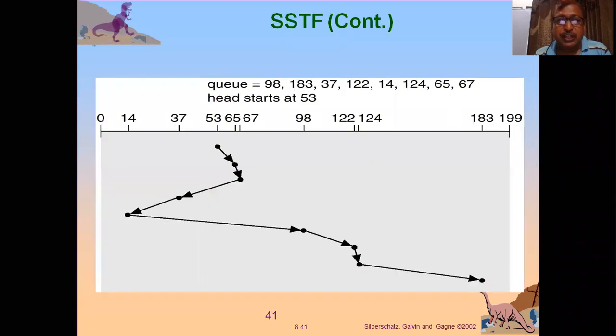Okay, so if we see in this case, we are at 53, and these are the requests available to us. It will see which is the closest request to 53, and the closest request to 53 is 65. One more thing, the head movement is also important.